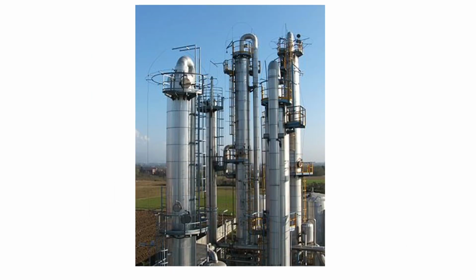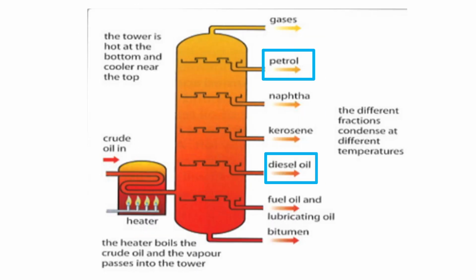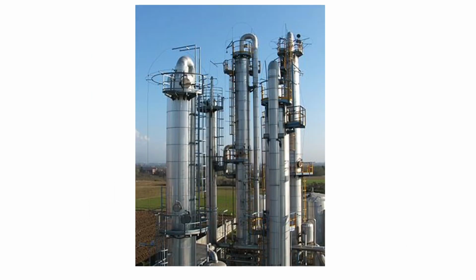Well, let me talk through the fractional distillation of crude oil in detail now, because you do need to know it for your exam. So pay close attention here. The crude oil is completely vaporized by a heater and pumped into a fractionating column. Quickly, why is that done? Well, if I didn't vaporize it with the heater at the left, it will just all flow out the bottom where the bitumen is and not be separated at all. So I must vaporize it to a gas so it travels up through the column.